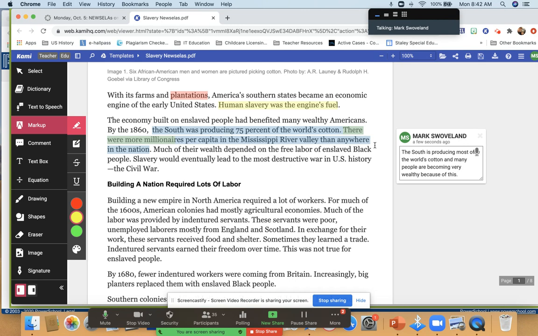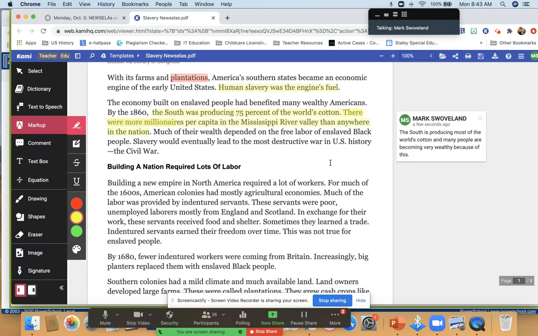So what we have happening in the United States as this is going on is cotton becomes more and more important to the world's economy. And we're shipping that cotton to England, where it's made into clothes and other finished textiles. But what's happening here in the United States is that a small group of people are becoming very wealthy because of all of the free labor that they're getting from the slaves. And most of those people are concentrated in the Deep South.